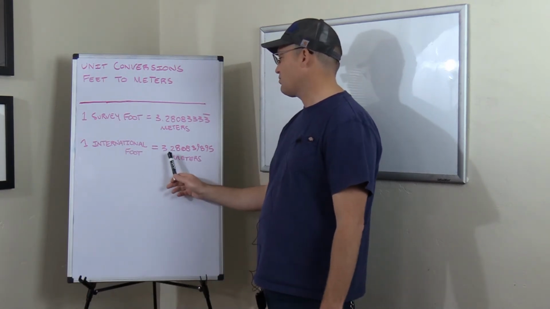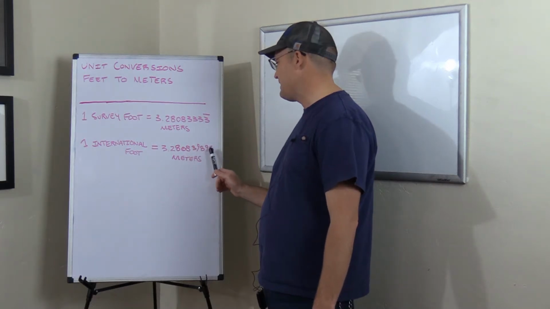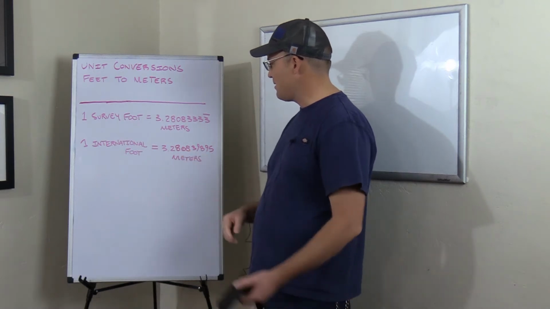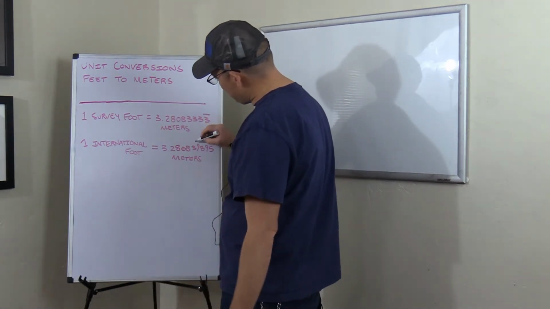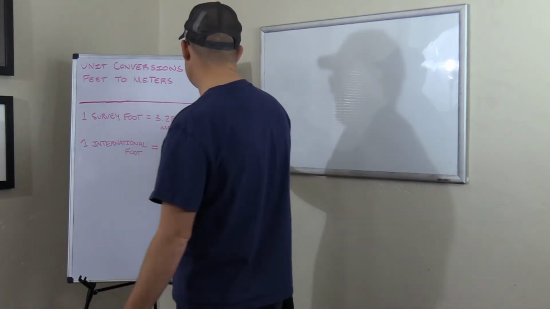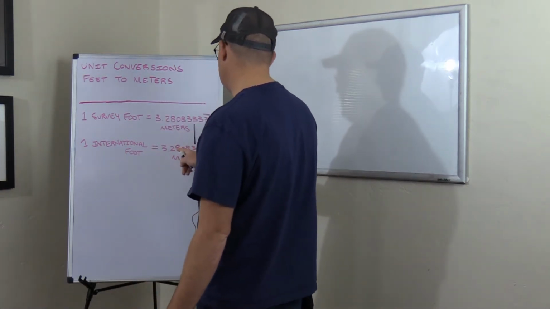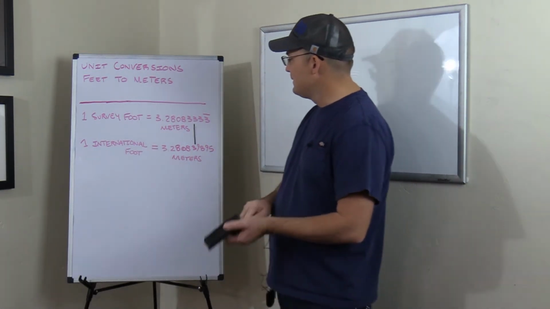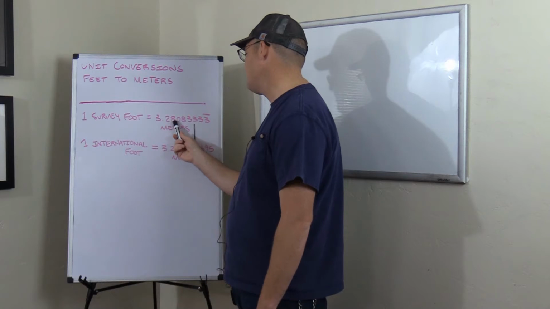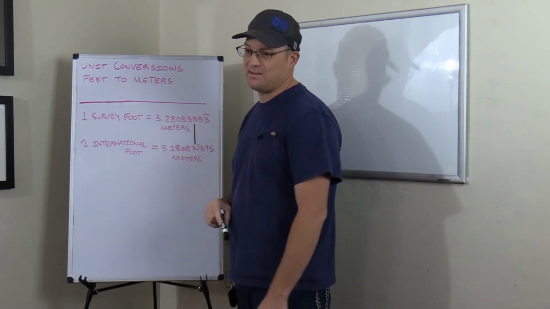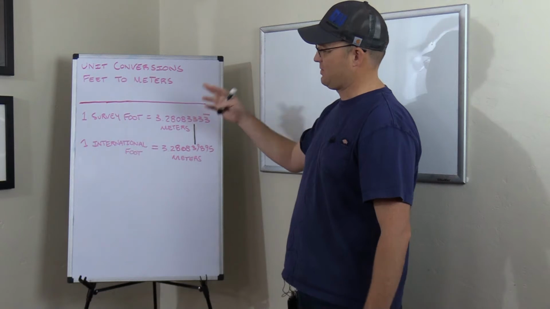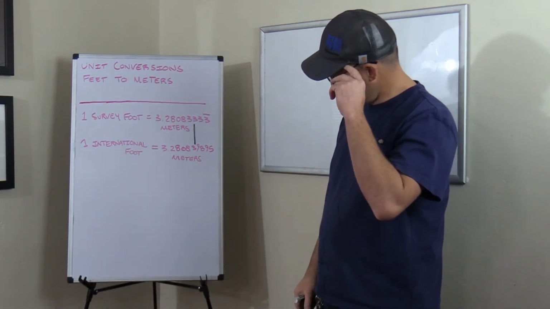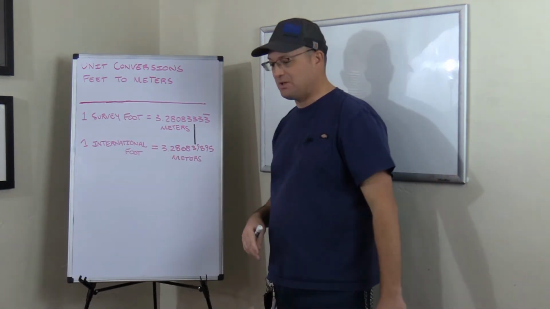An international foot is 3.2808399895 meters exactly. So you can see these numbers are basically the same until you get all the way out here. They don't become different till you get to the 6th decimal place. This is decimeters, centimeters, millimeters, and we're like 3 more places out before you see a difference. I don't even know what that's called in the metric system, but it's really small. So that's the difference between the 2 feet.